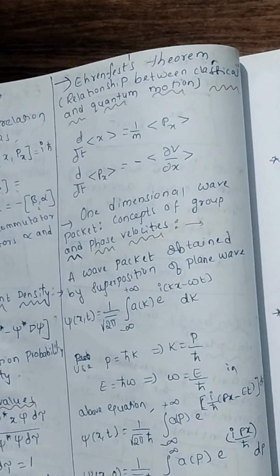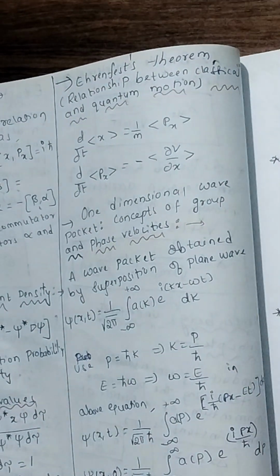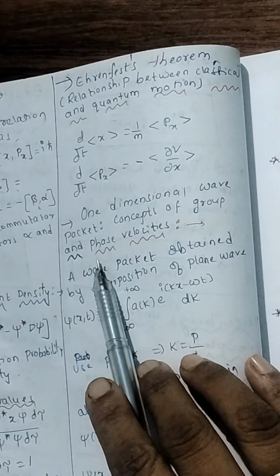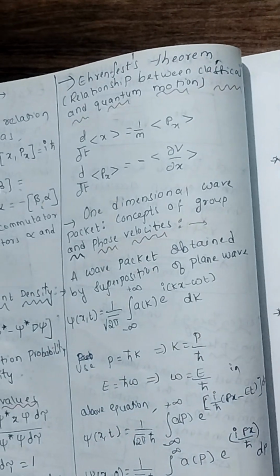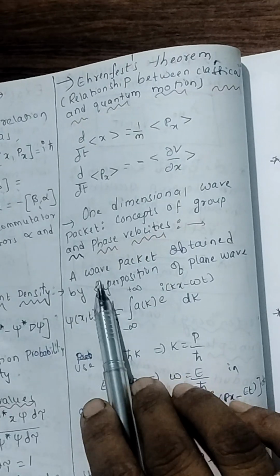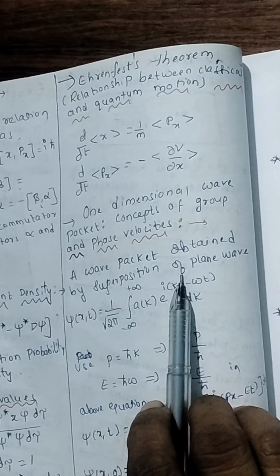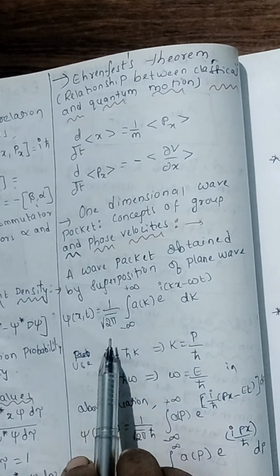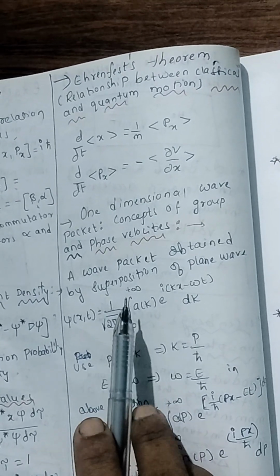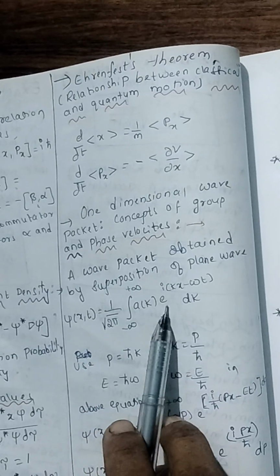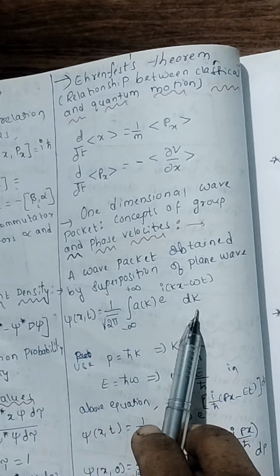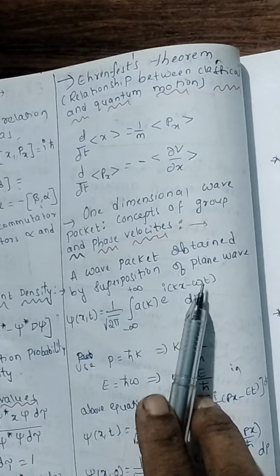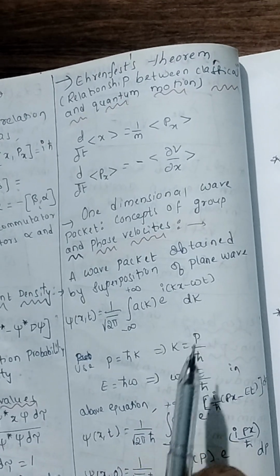So now, one-dimensional wave packets. Under this, there are some points we are learning. First, the concept of group and phase velocities. A wave packet is obtained by superposition of two plane waves. We write the wave function as psi of x comma t equal to 1 by root pi, integral from minus alpha to plus alpha, a of k e to the power of i(kx minus omega t) dk. What is k? The propagation vector. Now, what is omega? The angular frequency.